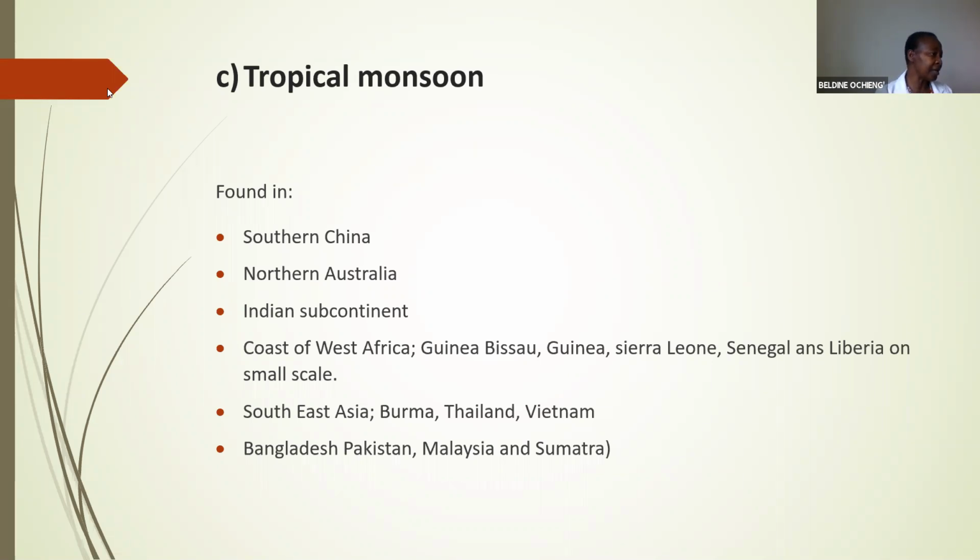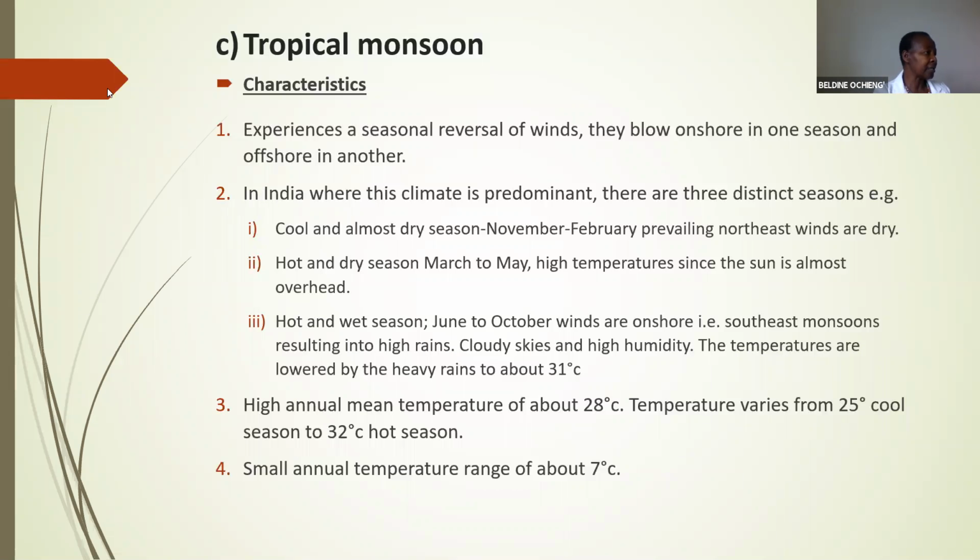These are the places where tropical monsoon climate is found. And these are the areas that were shaded. Many of our questions, or even the next questions, will ask you to name the shaded region, and it will be tropical monsoon. But it is good to have a clue of these areas. So characteristics: experience seasonal reversal of winds. Remember, it is monsoon, reversal of winds, January, July.